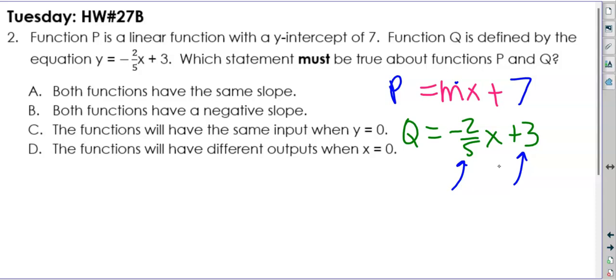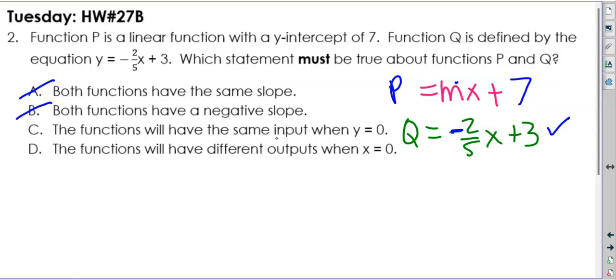Right now, the only thing I know is that function p has a larger or higher y-intercept. I don't know whether it's tilting up or down. I don't know if it's steep or shallow because I have no information about that slope. But I do know that q has a negative slope. Both functions have the same slope? I don't know, because I don't know the slope of p. So that's not true. Both functions have a negative slope? Well, definitely q does, but I don't know about p. So that one is not a must be true.